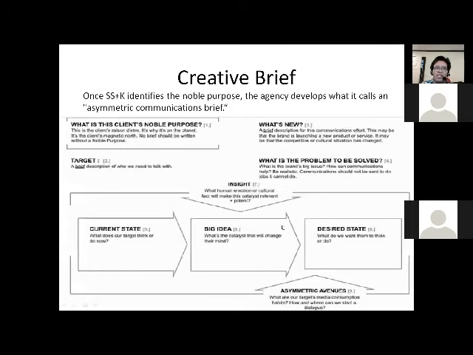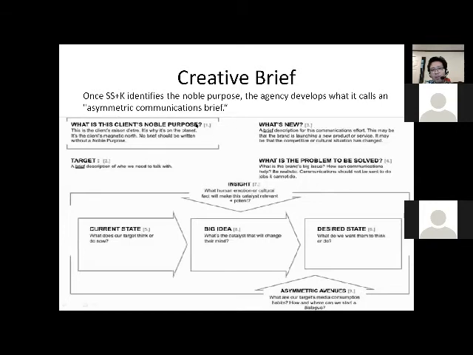All right, so this is what SS plus K's diagram looks like for its flow or process in designing. It's what we call an asymmetric communications brief. We won't read it all. Anyway, I'll upload the PDF at a later time. So let's just look at the headings.